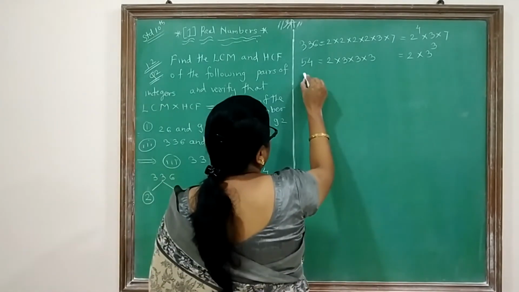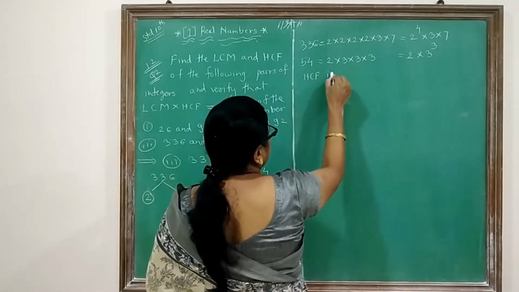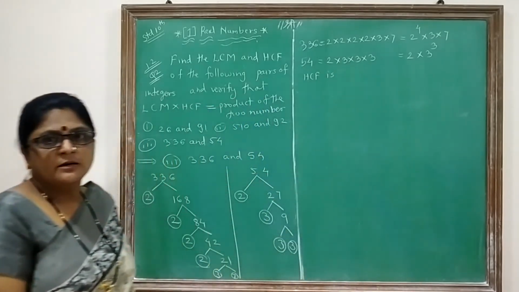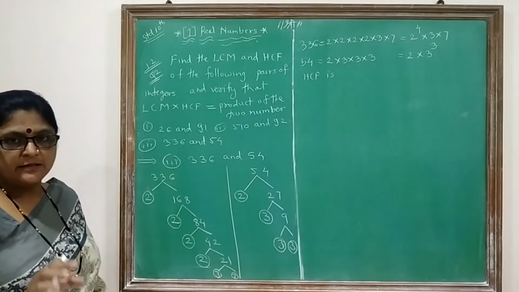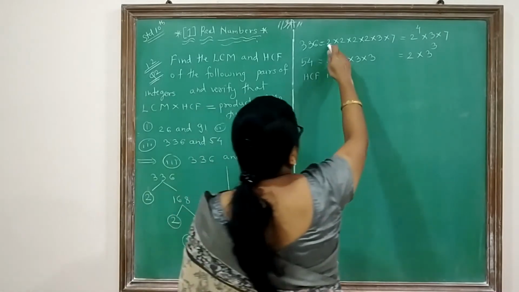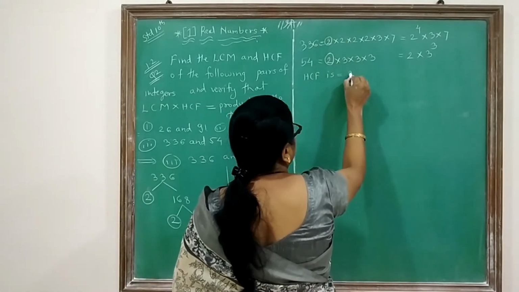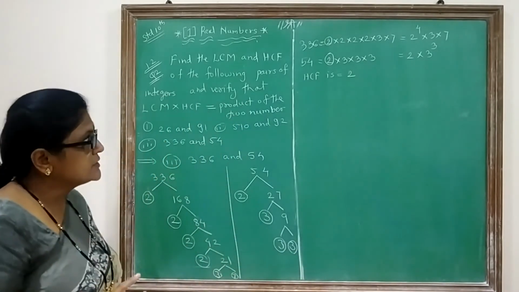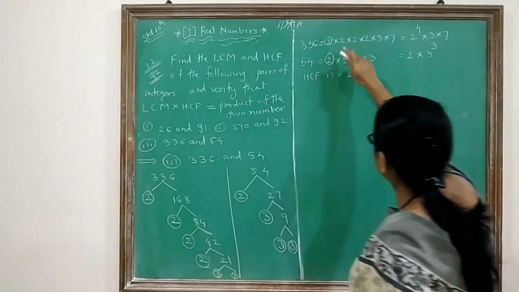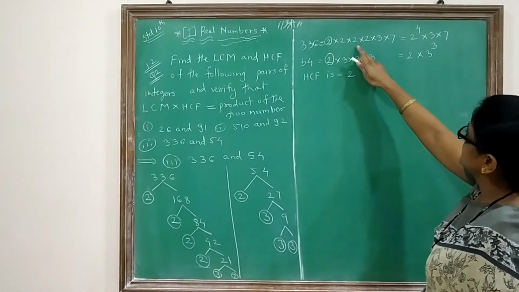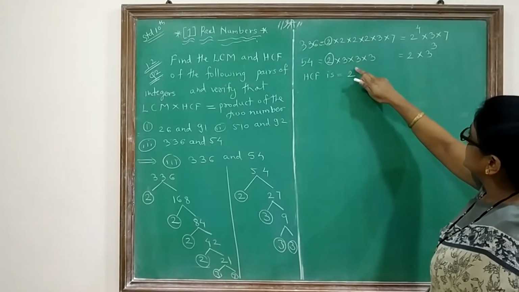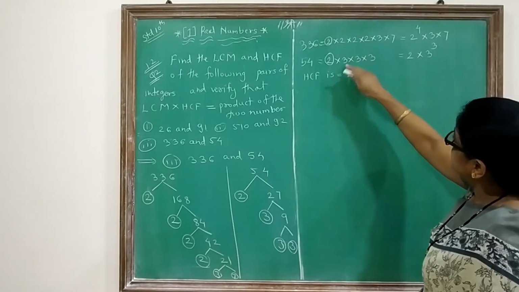Then first you will find its HCF. Then HCF is what? The common factor is called the HCF. Here 2 is present, here 2 is present. Then 2 is common. Then you will write first 2. Here 2 is present, but here 2 is not present. Here 2 is present, but here also not. But here 3 is present, here 3 is present.